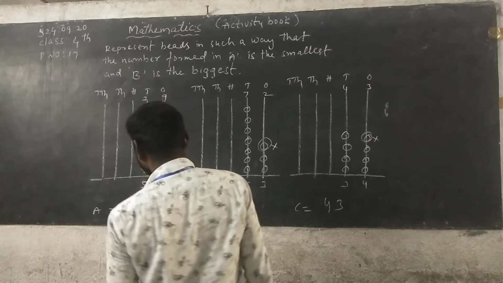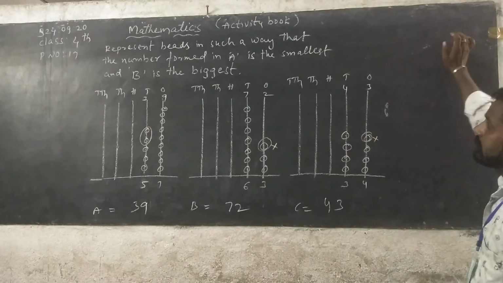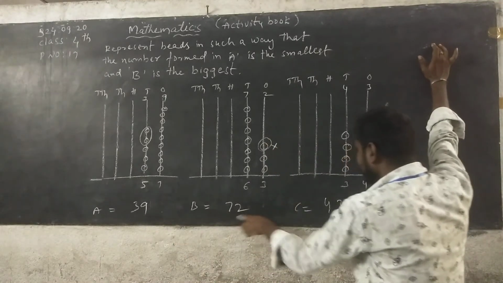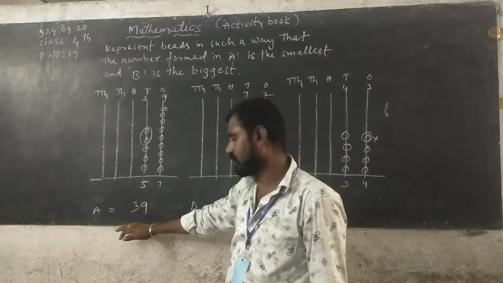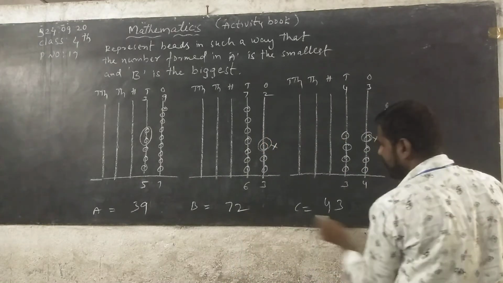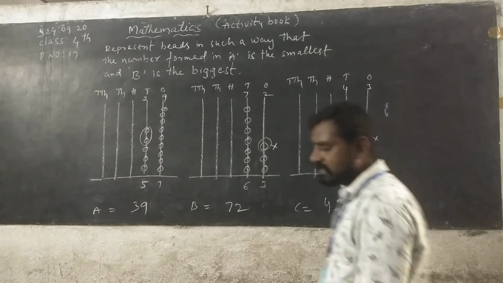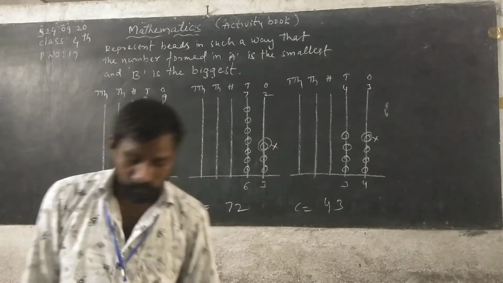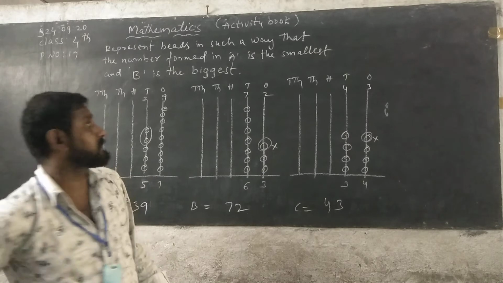So 39. See, our condition is satisfied. A is the smallest compared to the other numbers. A is 39, B is 72, C is 43. So A is the smallest number, 39. Next, B is the biggest number. 72, 43. So 72 is greater than 43. So our condition is satisfied. Now next, identify the following numbers and put them in the given space.